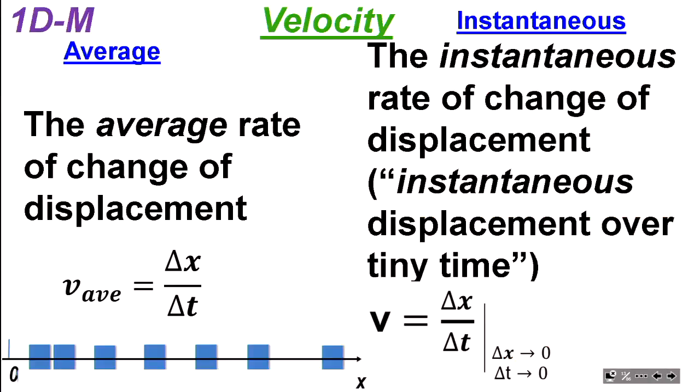So if we talk about one-dimensional motion, this is how we calculate average velocity. This is how we define instantaneous velocity. But we never use this expression. So in a second, you can just erase it from your memory.